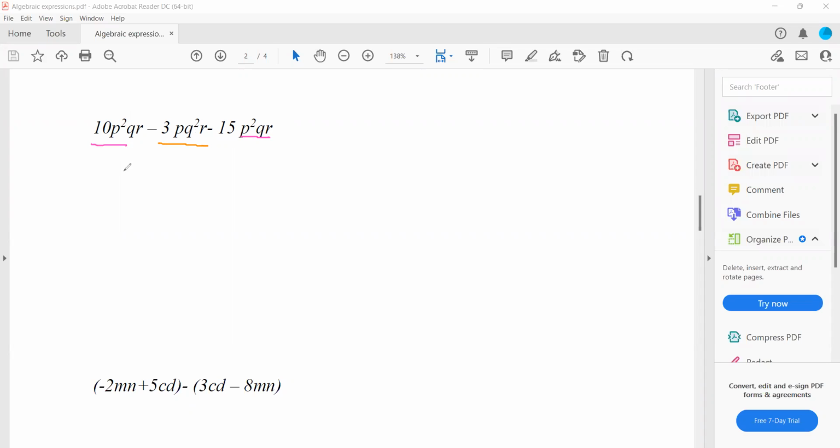So to reflect these changes, we are going to rearrange the position of the terms. Okay, so once we have arranged the position, now we can settle if there's something that can be settled. 10 minus 15 is minus 5 p squared qr, and we just have to copy the one from the back. Okay, so this is what we are left with. Okay, all right, so let's move on to the next question.